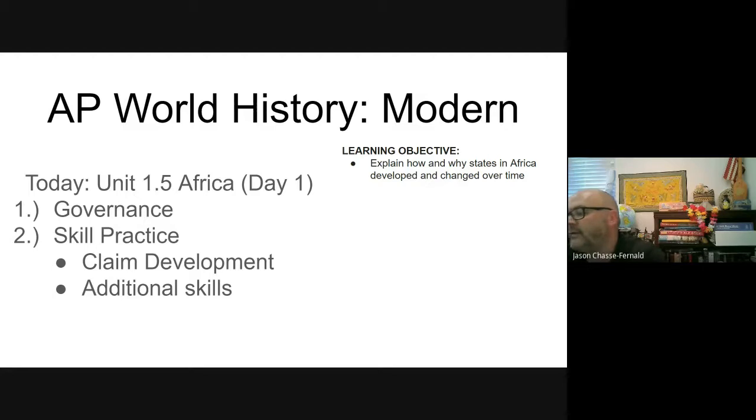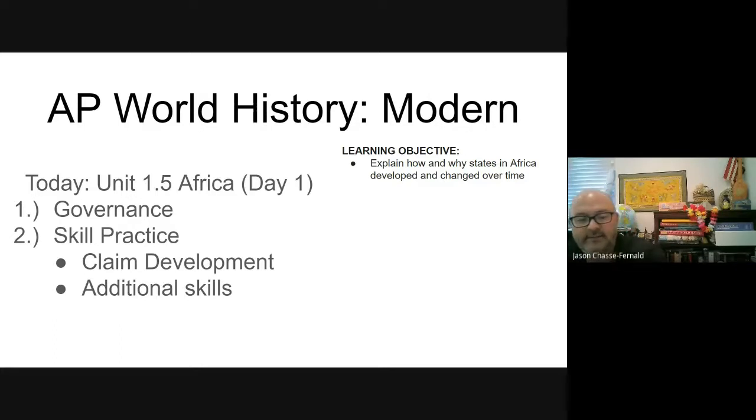Today we're going to begin our first of a two-day look at Africa. Specifically today we're just going to do some overview of the major kingdoms and city-states that we interest ourselves with from 1200 to 1450, largely because of their interconnectivity with the rest of the world. And then tomorrow we'll do some skill work with that.